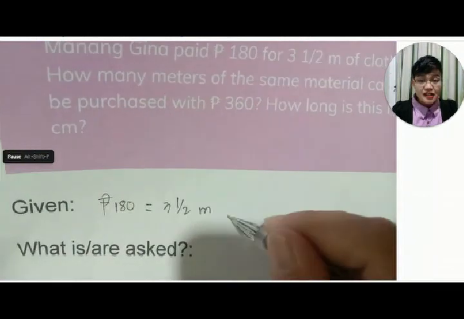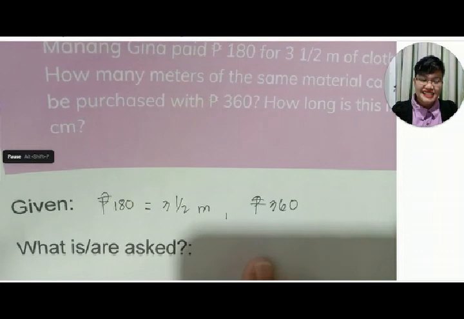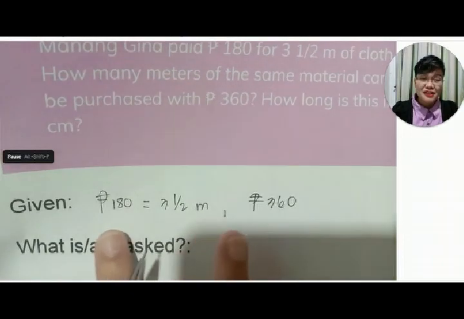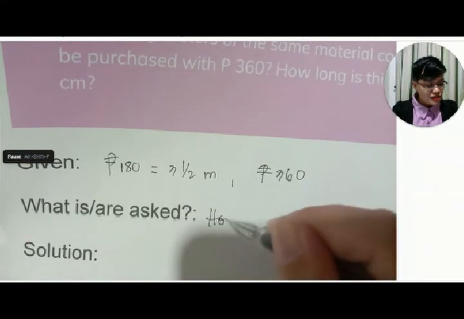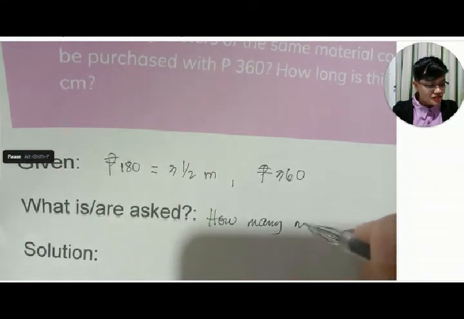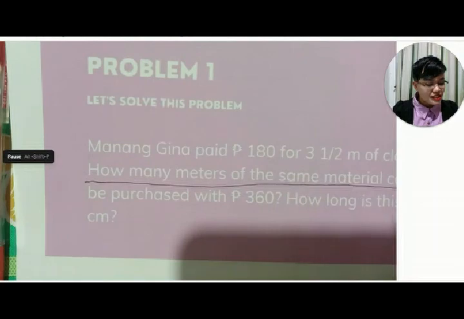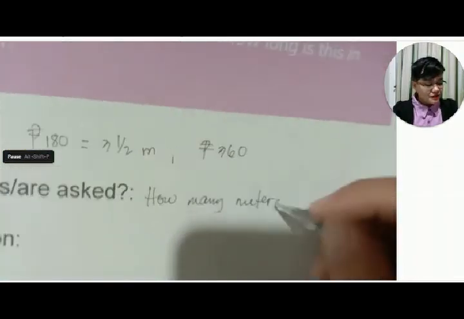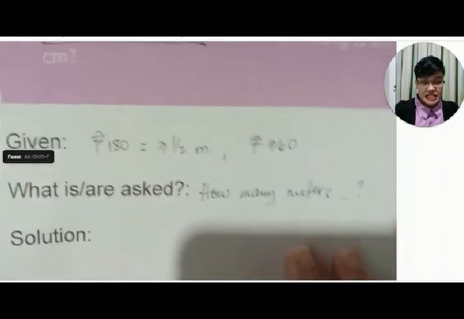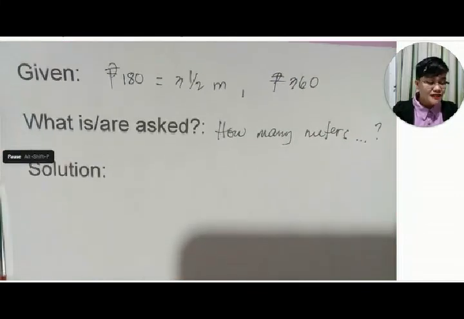And then another given is that you have to spend 360 pesos. Okay, so these are the given facts. Now, what is being asked? How many meters of the same material? Going back to the problem that is here, how many meters of the same material can be purchased with 360 pesos? So that is what we need to end up with after solving. So that is for step 2.